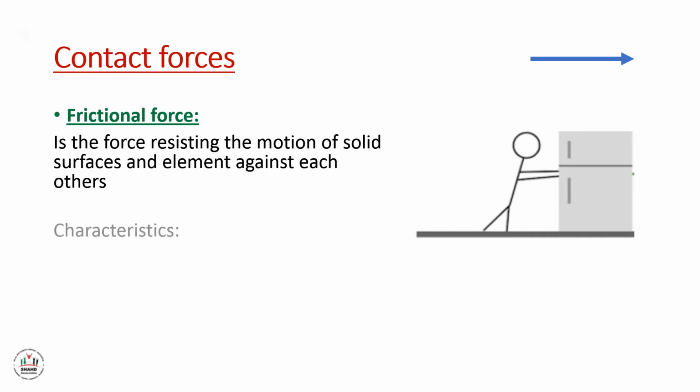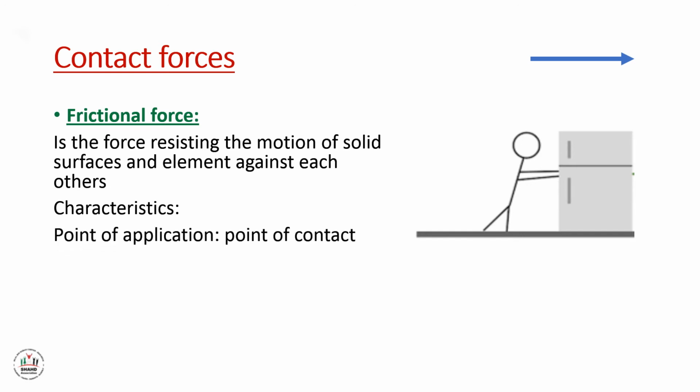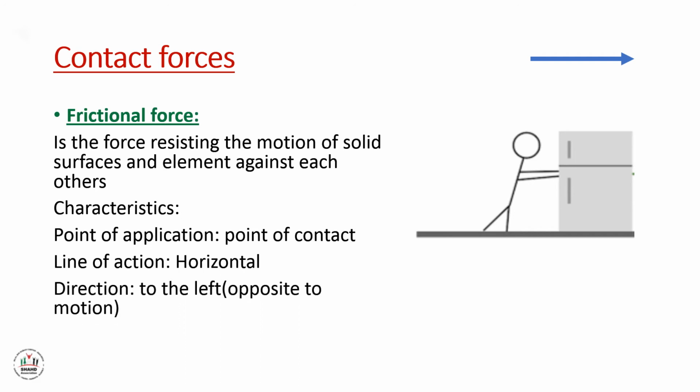Let's write the characteristics of this frictional force. The point of application is the point of contact between the fridge and the ground. The line of action is horizontal because the man is pushing the fridge horizontally. The direction is to the left, which is opposite to the positive motion of the fridge. And finally, the magnitude: let's suppose a value of 1 newton for the friction.